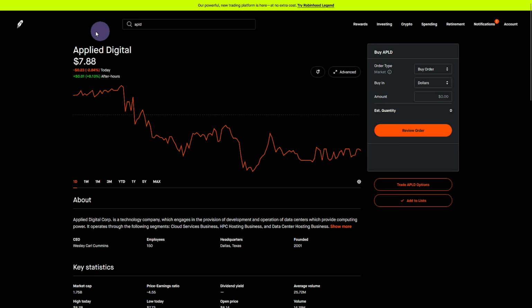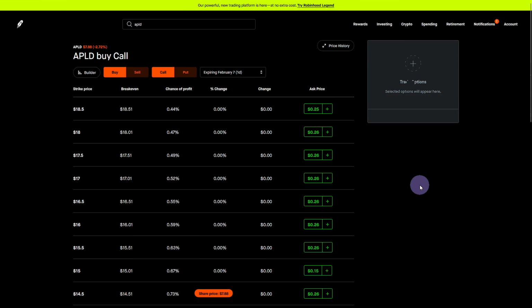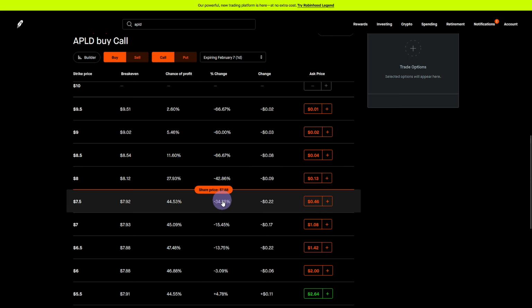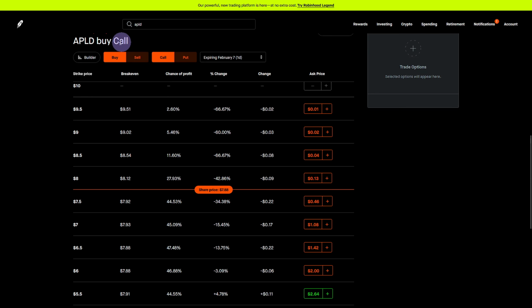We are looking at Applied Digital, and every broker is going to have a trade options button somewhere. So this is Robinhood, and the button is right here. If we click that, it's going to take us to a screen, and all of the screens that the brokers use, they're going to be laid out very similar. They're going to have the strike price right here in the middle. They're going to have a buy and a sell option up here.